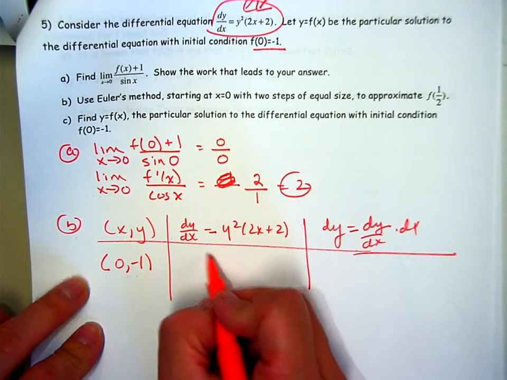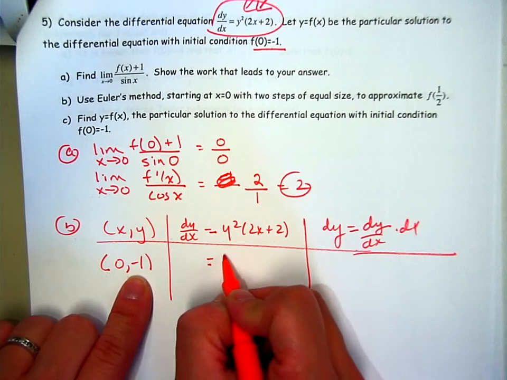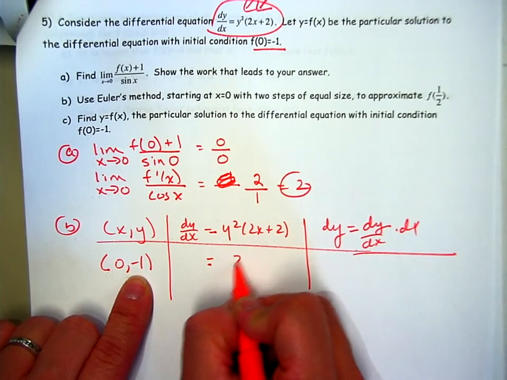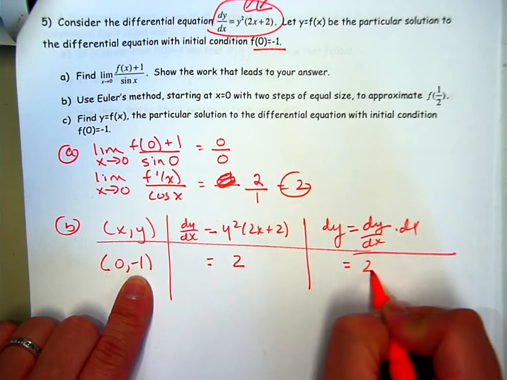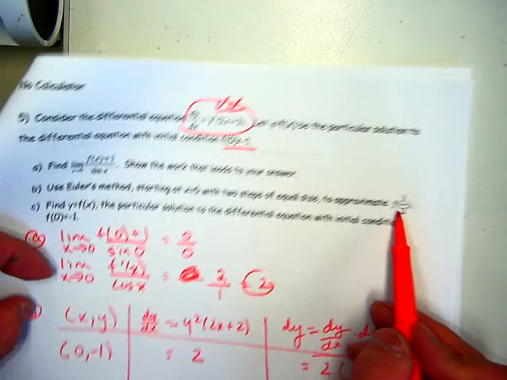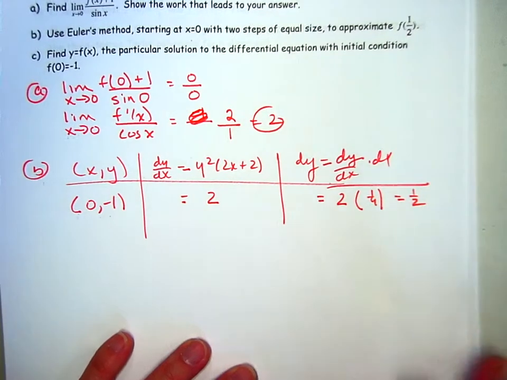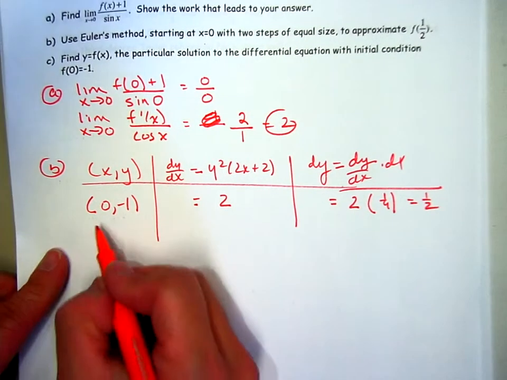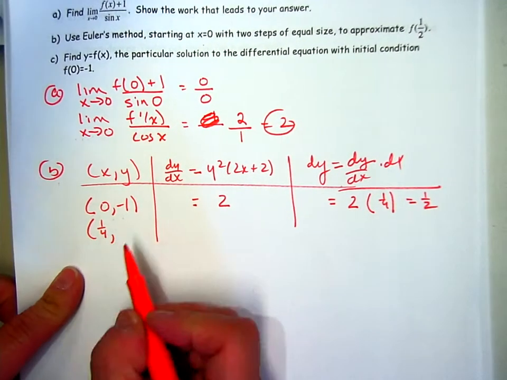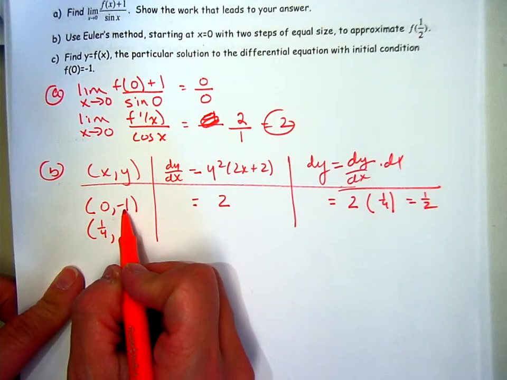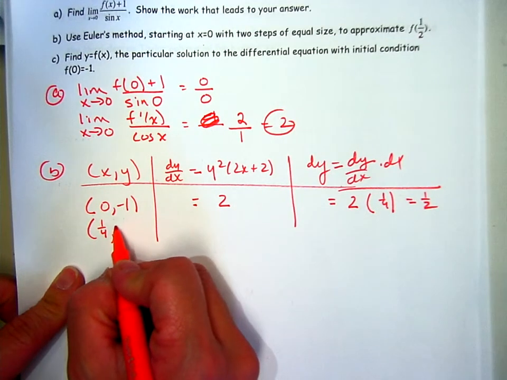dy/dx at this point would be -1 squared is 1, plug in 0, this is 2. dy/dx is 2. Delta x, I'm going to go from 0 to 1/2 in 2 steps, so dx is really 1/4. So my dy on the first piece is 1/2. So I'm going to go up by 1/4 for x. I'm going to take my y value and add it to the previous, so -1 plus 1/2 is -1/2.